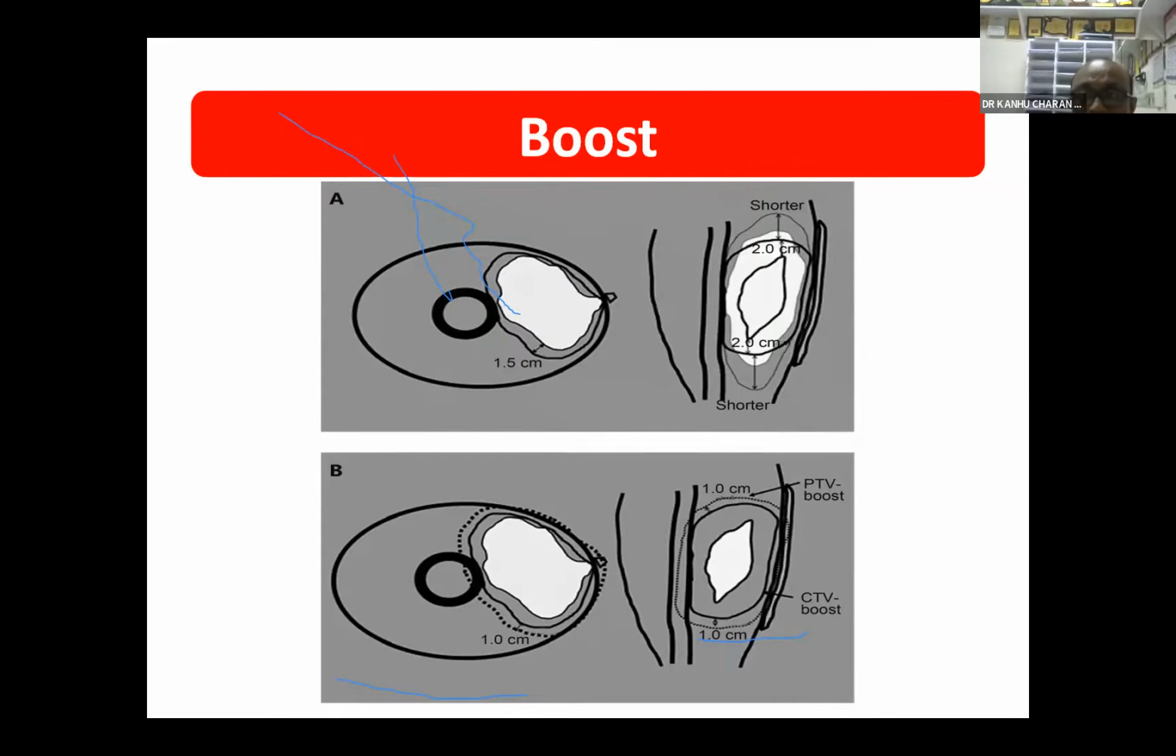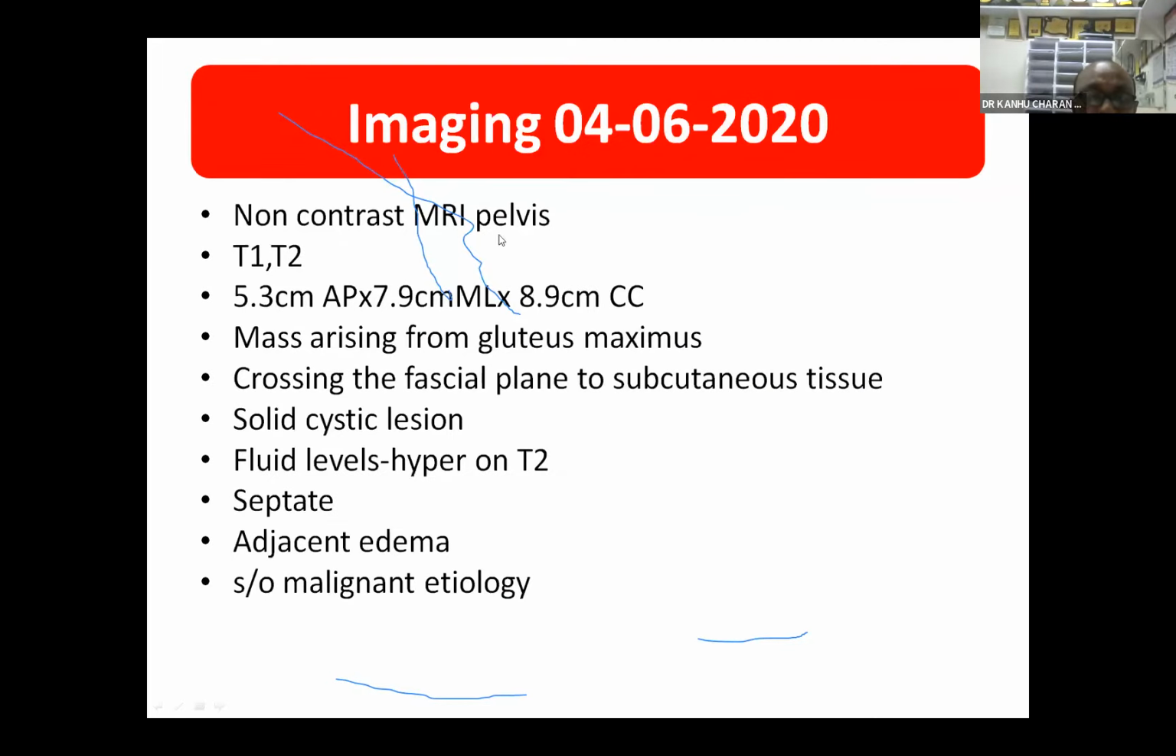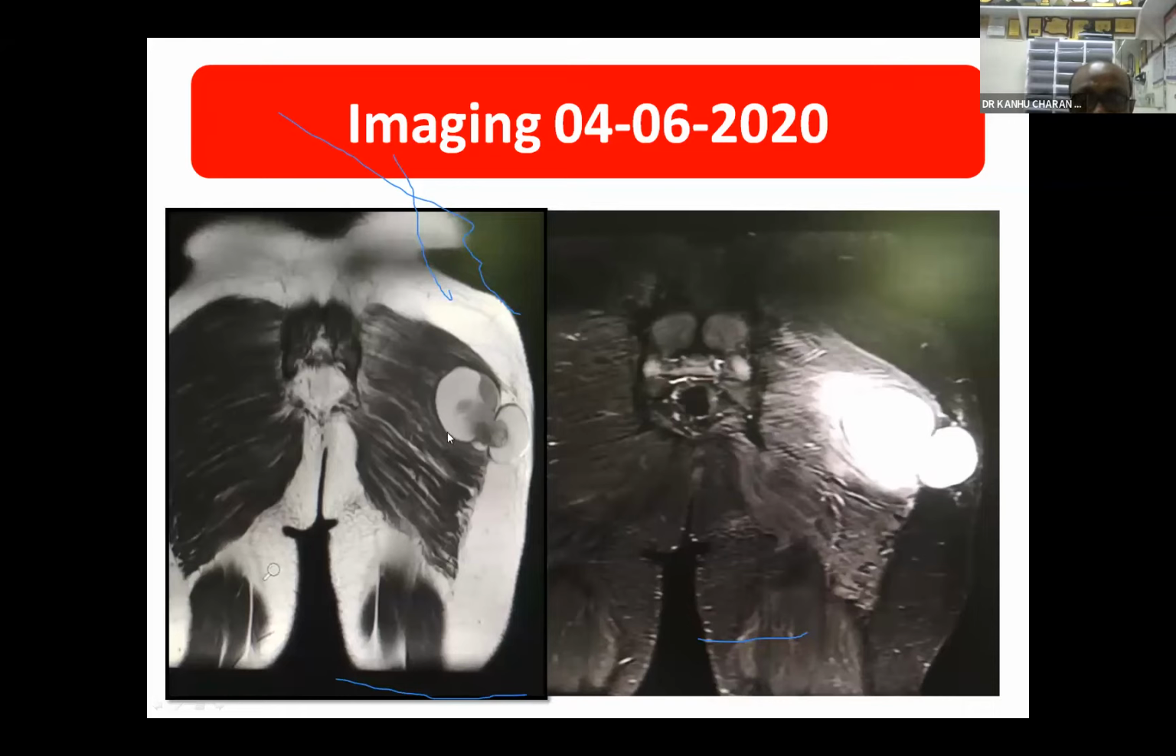So I am going to explain a patient who came to me: a 27-year-old unmarried male with swelling in the posterior lateral aspect of the left thigh for 2 months, who had a wide local excision outside. A non-contrast MRI pelvis with T1 and T2 showed a mass of 5.3 x 7.9 x 8.9 cm arising from the gluteus maximus, crossing the fascial plane to subcutaneous tissue, a solid cystic lesion with a fluid level in T2, septate, with adjacent edema, suggestive of malignant etiology. This is the gluteus maximus muscle, and you can see the lesion here.